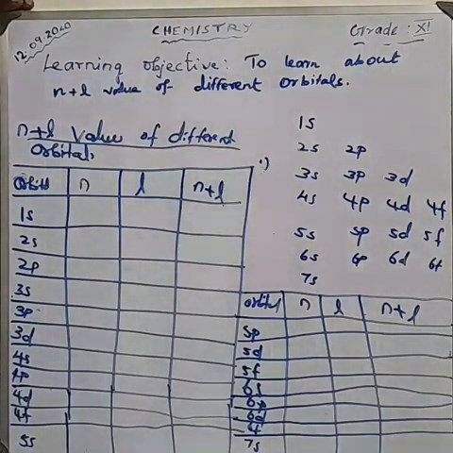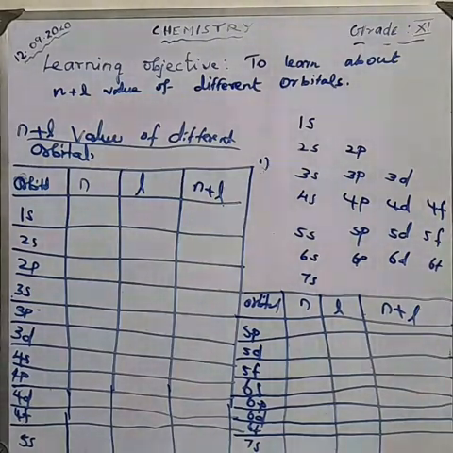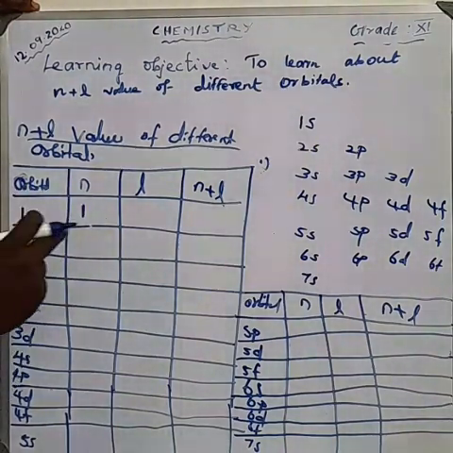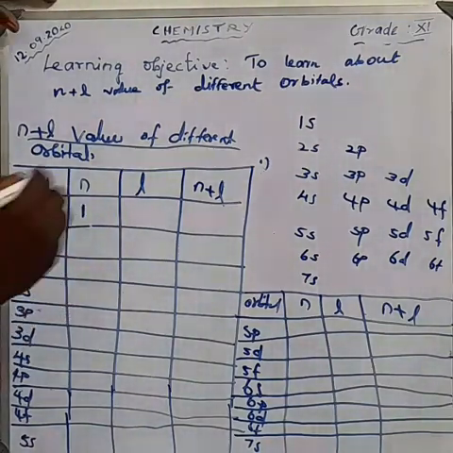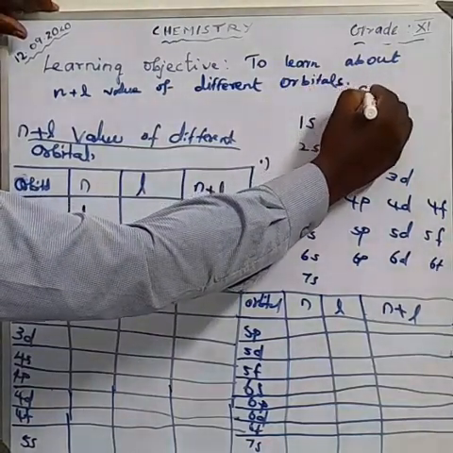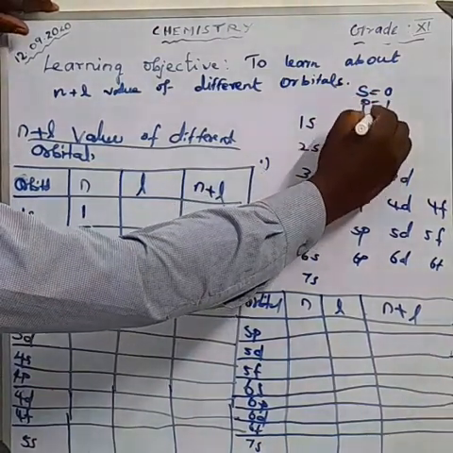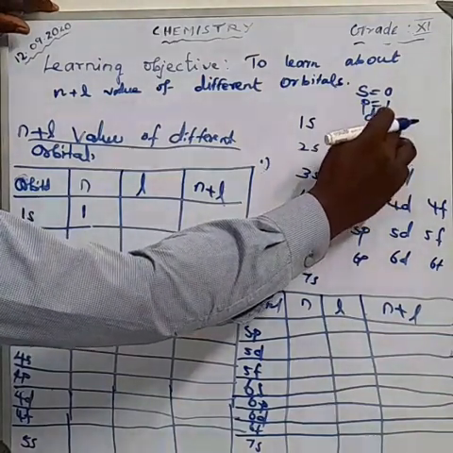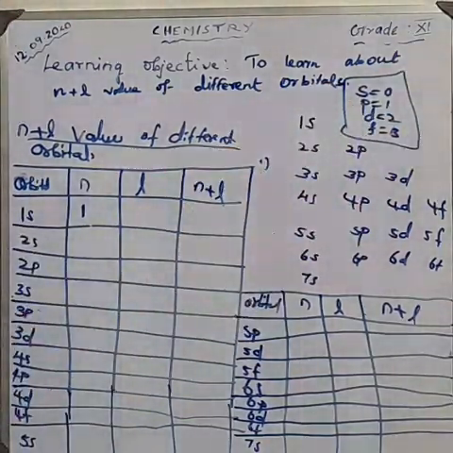First one, how will you write the 1s? Here, the principal quantum number is 1, that is, n is equal to 1. What about the l? Here, l means we are writing for the subshell. S subshell, the value is always 0. P subshell, the value is 1. D subshell, the value is 2. And F subshell, the value is 3. Okay, clear?